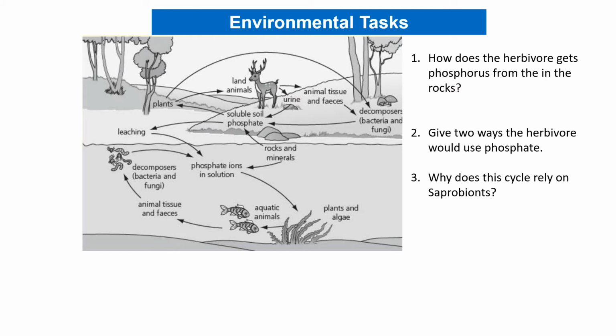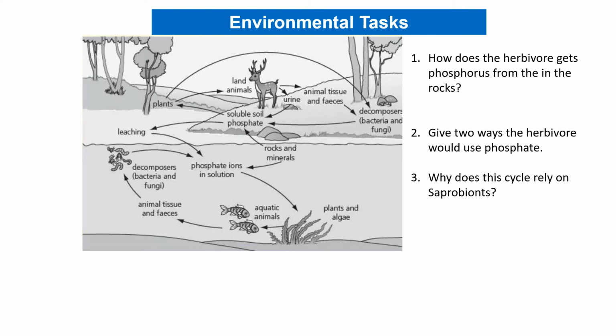So here's an example of a food chain. If we just look at these questions again, how does the herbivore get the phosphorus from the rocks? Well, the phosphorus from the rocks enters the cycle because it gets broken down via weathering that releases phosphate ions. The phosphate ions are then absorbed by the plants, and then the herbivore is the primary consumer that eats the plants, or the producer.